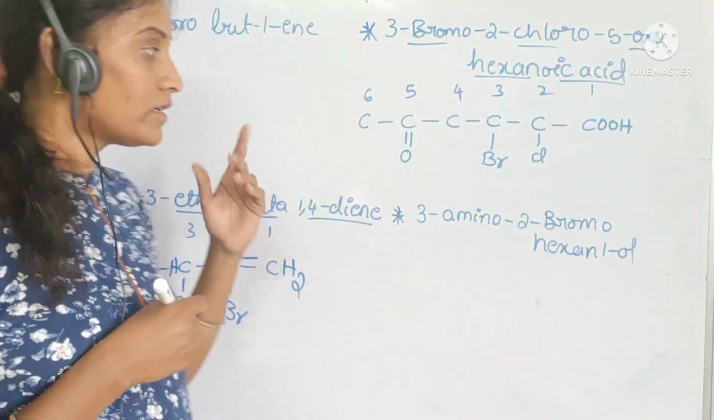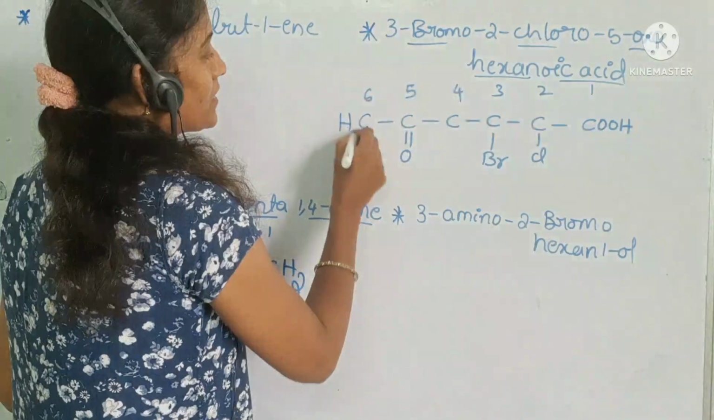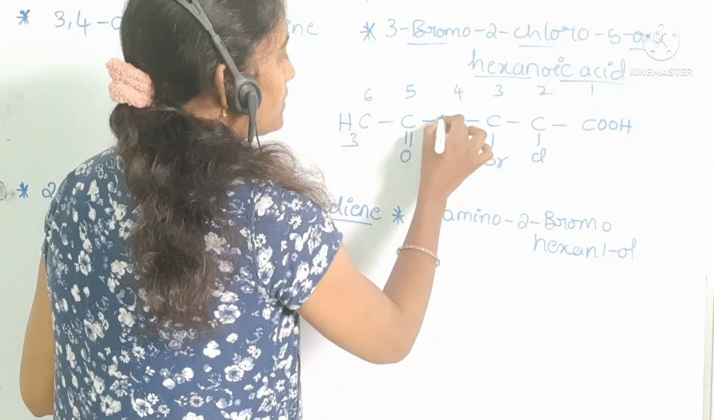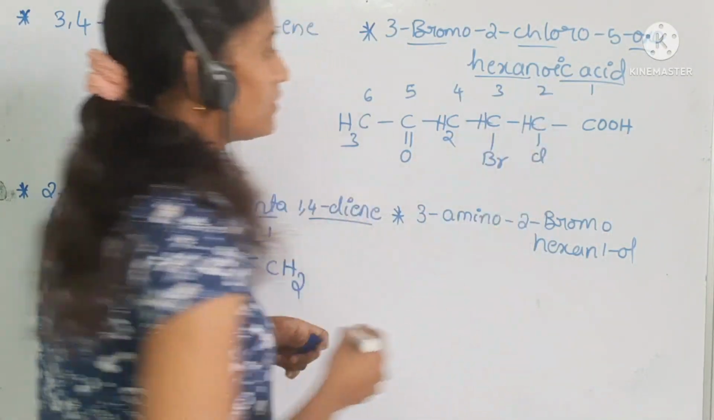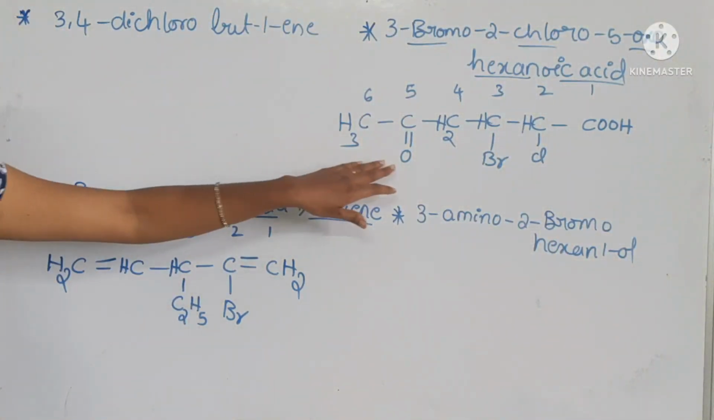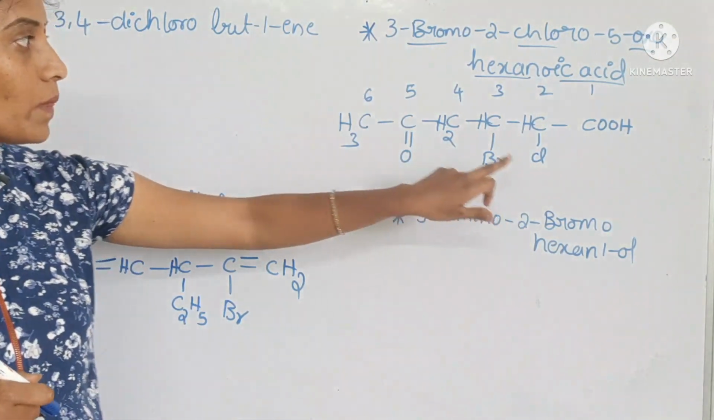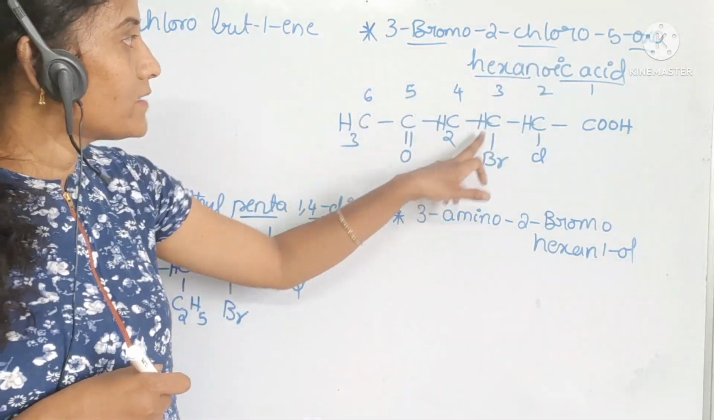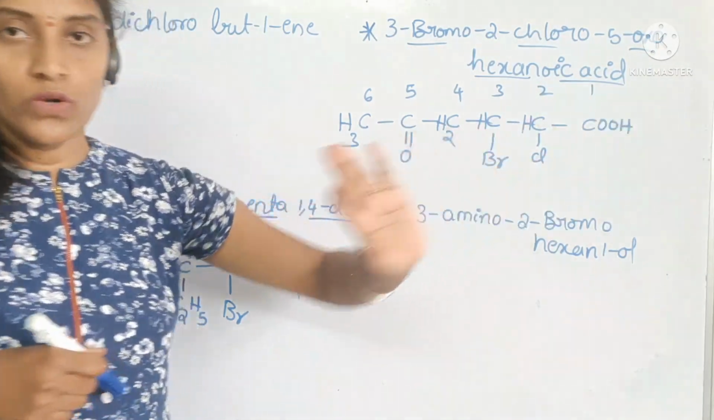Okay, see, next you have to satisfy the tetravalency of the carbon atoms. This one doesn't need, this one needs 2 hydrogen atoms, this one needs 1 hydrogen, this one needs 1 hydrogen. See, this is the structure of 3-bromo 2-chloro 5-oxo hexanoic acid, with the COOH functional group.